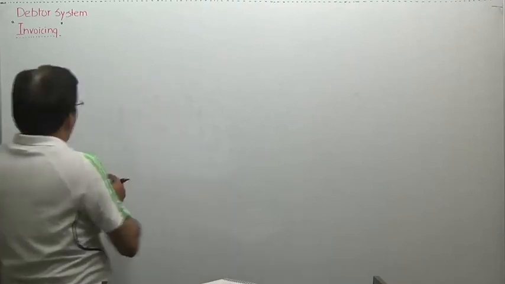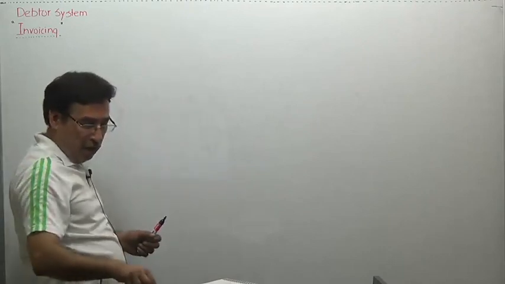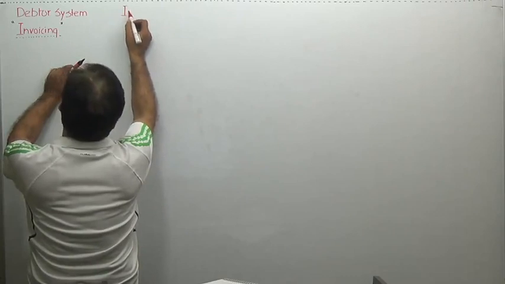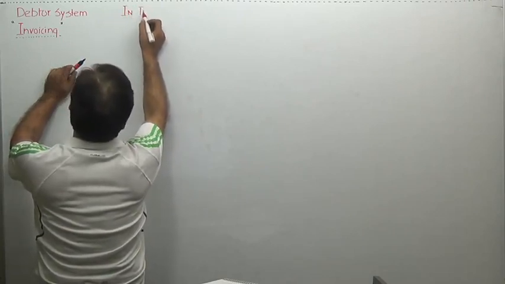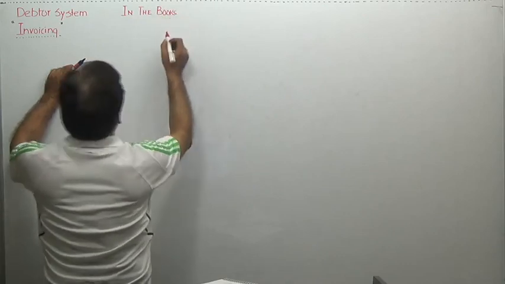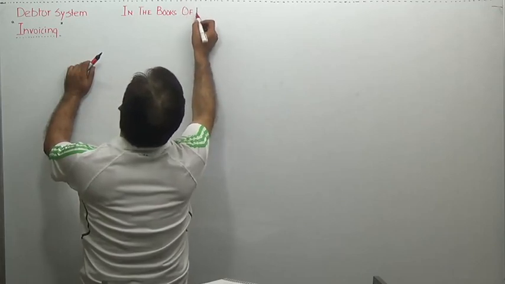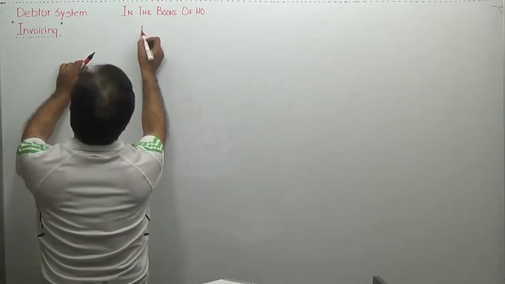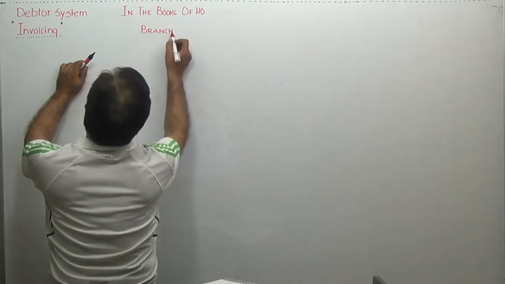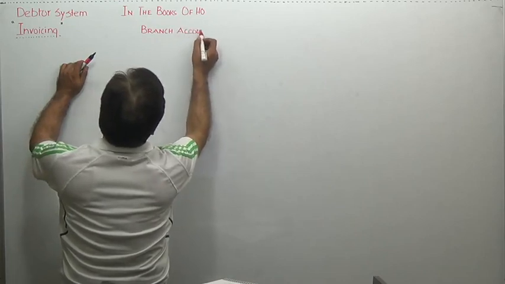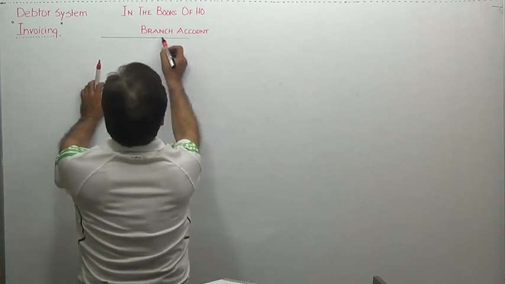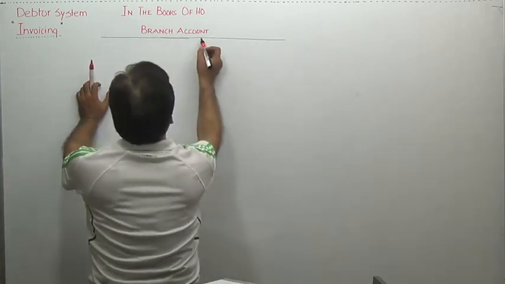You are well aware by now that the entire accounting under the data system is done in the books of head office. So we write: in the books of head office. Question number 7 we are picking up. That's the title, in the books of head office. You are very familiar with what accounts we are supposed to prepare in the books of head office. In these books you are going to prepare the branch account and also one sales ledger, that is known as the debtors account. Branch account and debtors account. This is your branch account, correct?